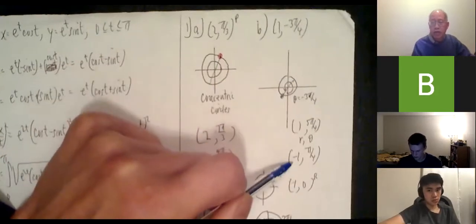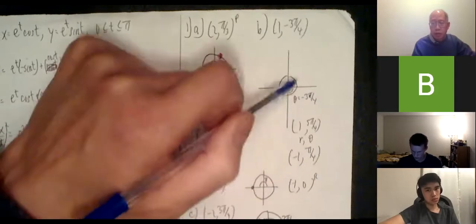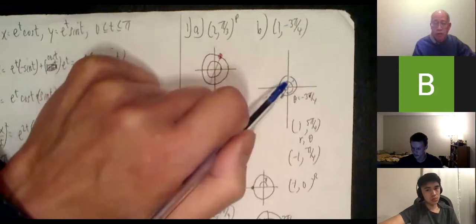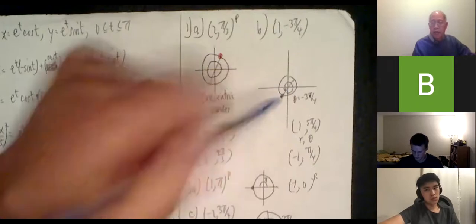So negative 1 comma pi over 4 also labels the same point, because that means you go out to 45 degrees. Okay, here we are, 45 degrees. I'm ready to walk in this direction, but I have a negative 1, so that means I walk backwards, and I also land at the same spot.